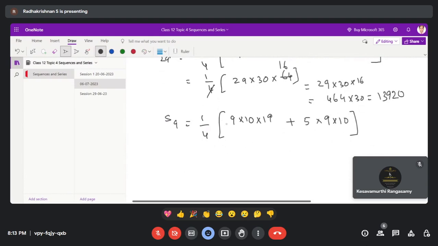So here again you have the 10 and 9 as constants. So you can put it as, 10 and 9 you can take out. So 19 and 5, 24. So this becomes 54 into 10.